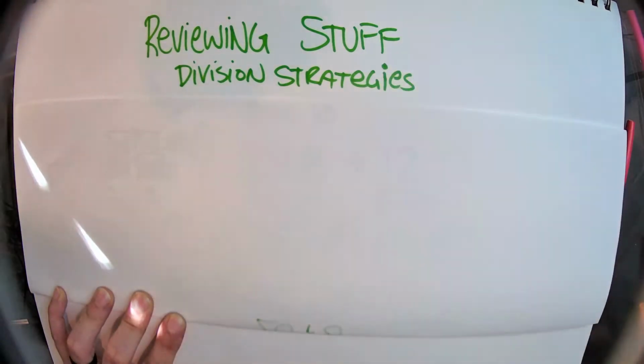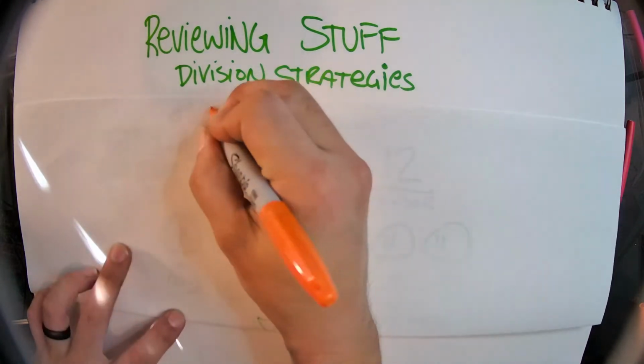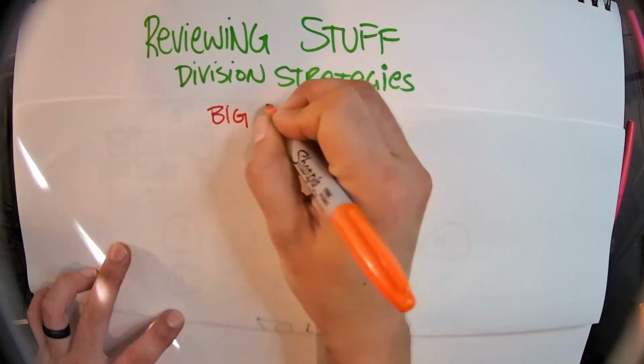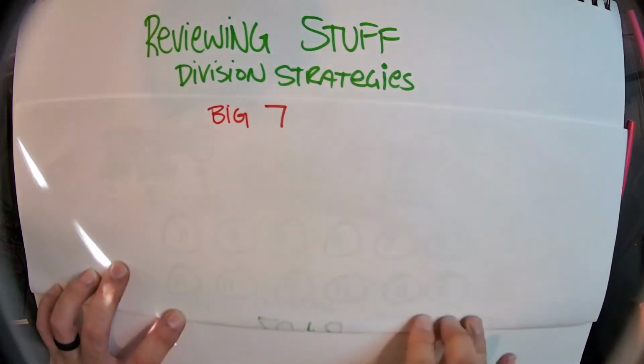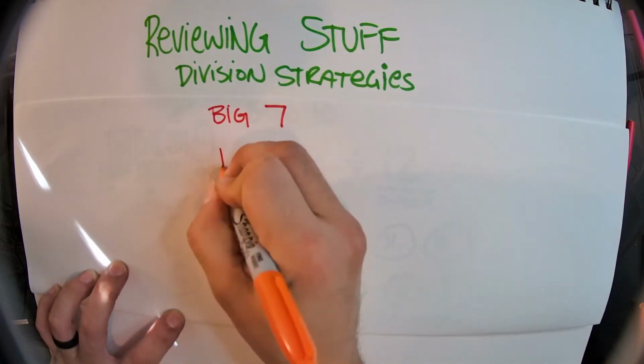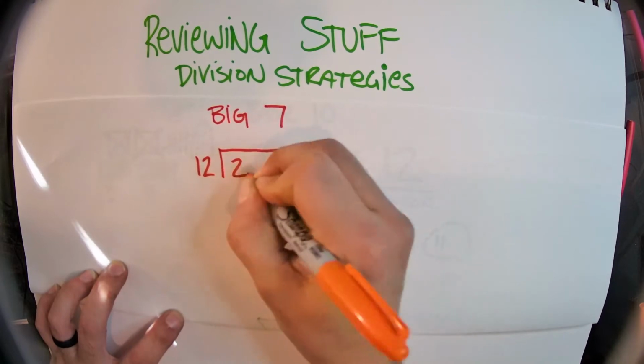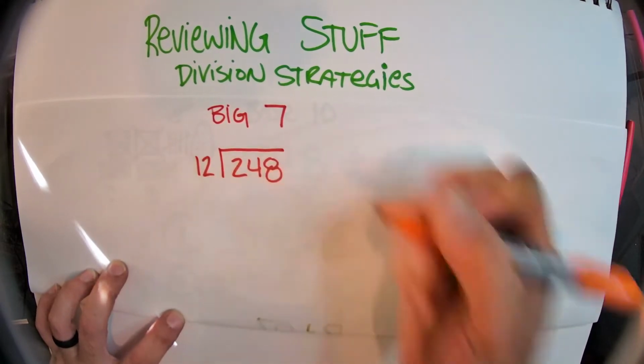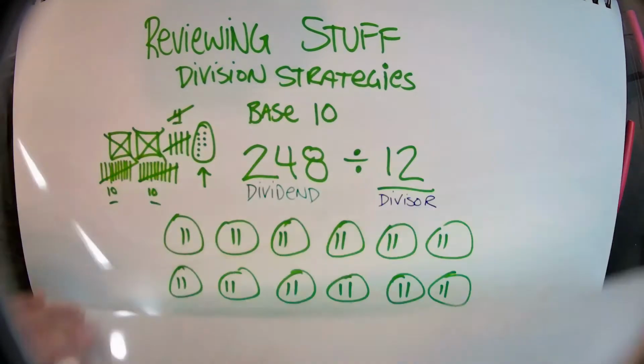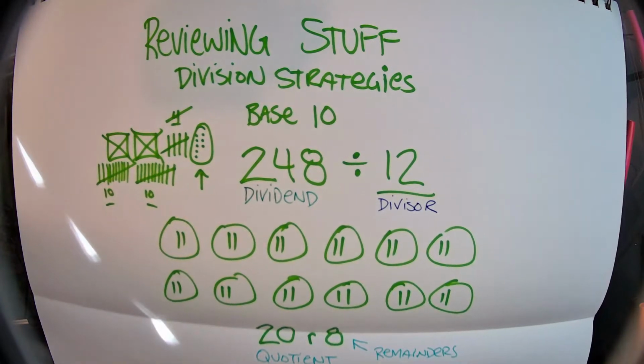It's epic. And right now, let's go on to our next strategy called the Big Seven. Some of y'all may have learned this last year. Basically, it starts off the same. Here is your division problem that we did previously. Haha, look at those fancy high-tech "previously on Reviewing Stuff."